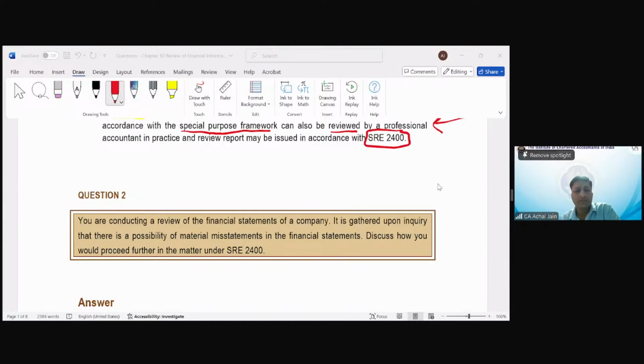Sir, so analytical procedure is compulsory in it. We have to inquire everything and do analytical procedure. But if material misstatement is there, then we have to see whether it is pervasive or not. As per that, we will give qualified conclusion or adverse conclusion.